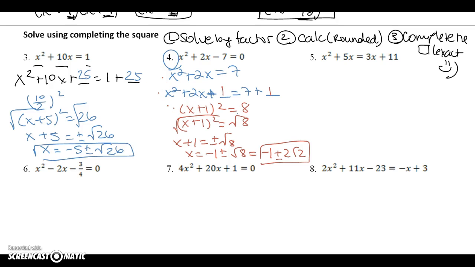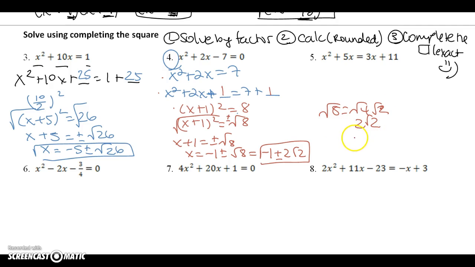The left factors to x plus 1 squared, 7 plus 1 is 8. Take the square root of both sides. Don't forget about your plus or minus. And so we got x plus 1 equals plus or minus root 8. But keep in mind that root 8 is really 2 root 2, because root 8 is really root 4 times root 2, which is 2 root 2.